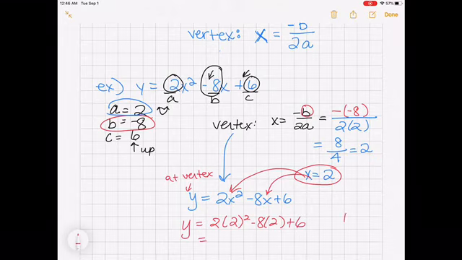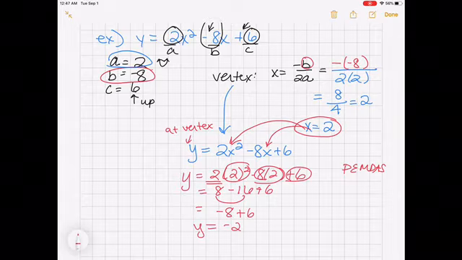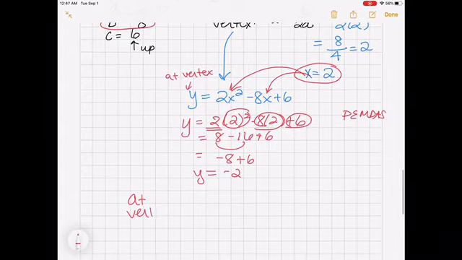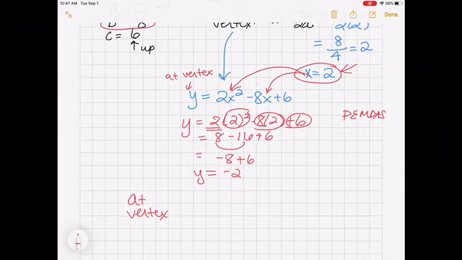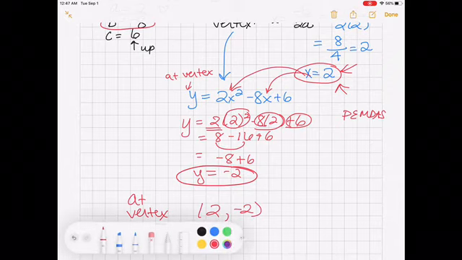We know PEMDAS, remember? Order of operations. We're going to do our exponents first. That's 4 times 2 is 8, minus 8 times 2 is 16, plus 6. 8 minus 16 is negative 8, plus 6, and we get negative 2. So at the vertex, we found up here that x equals 2 and that y equals negative 2. So we call that a coordinate point. So our vertex is at (2, negative 2).